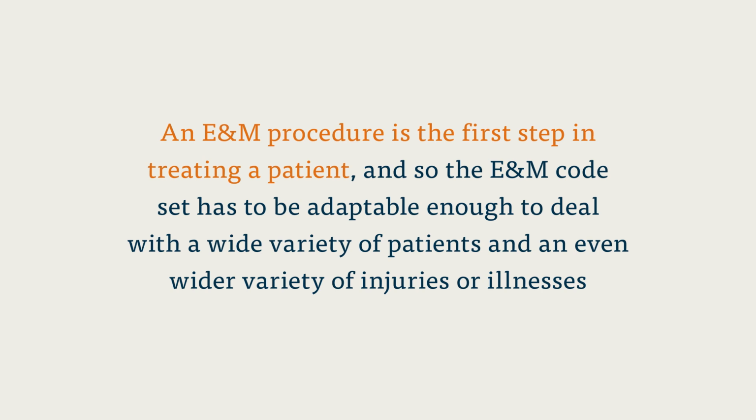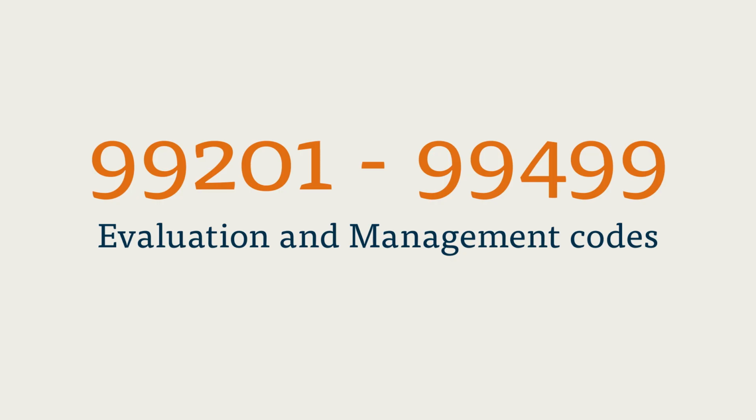The doctor has to figure out what's wrong with the patient after all. And so the E&M code set has to be adaptable enough to deal with a wide variety of patients and an even wider variety of injuries or illnesses. As we said, E&M is the first section of the CPT manual. It's placed there out of numerical order because it's referenced so frequently. E&M codes are found in the 99201 to 99499 numerical range. Let's take a look at the various subsections of E&M.